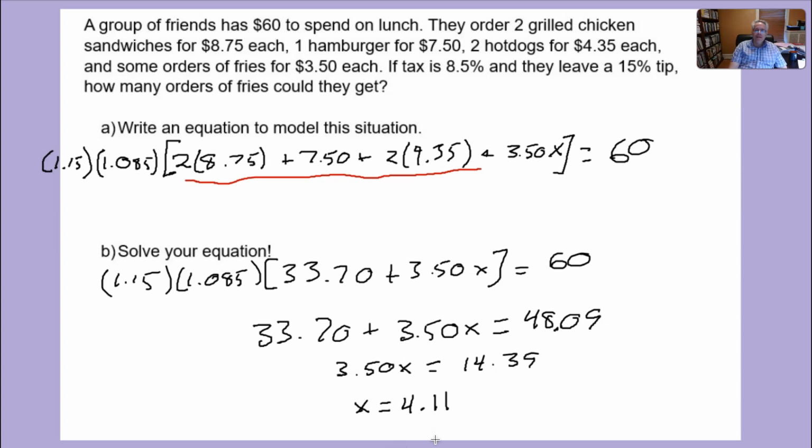Now, that's not the final answer. It says, how many orders of fries could they get? Well, you can't get 4.11 orders of fries. That means the most they can get is 4 orders. So that's our final answer, 4 orders of fries.